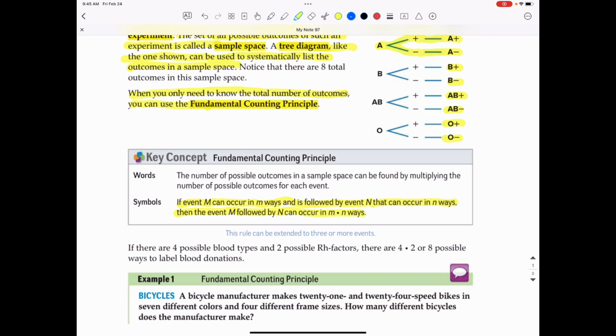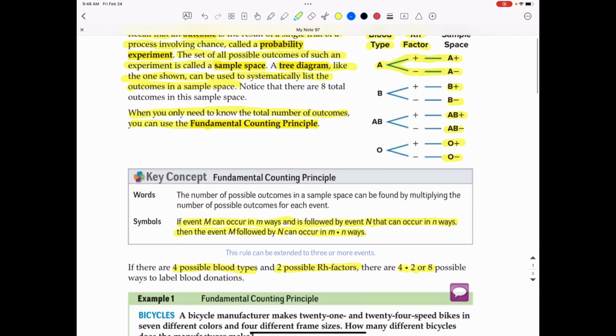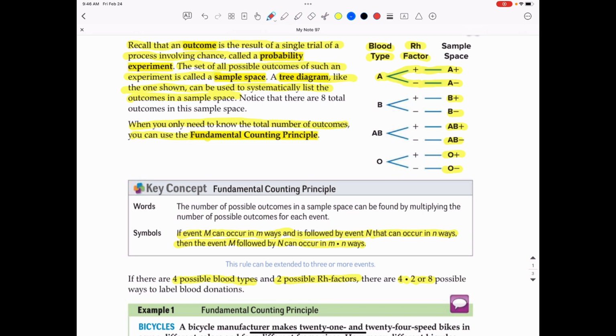In other words, you can multiply the number of ways the first event occurred times the number of ways the second event occurred. In the case of blood types, there are 4 possible blood types and 2 possible RH factors. Therefore, there are 4 times 2 or 8 possible ways to label blood donations. You can see that in the sample space, there is a total of 8 different specific types of blood.